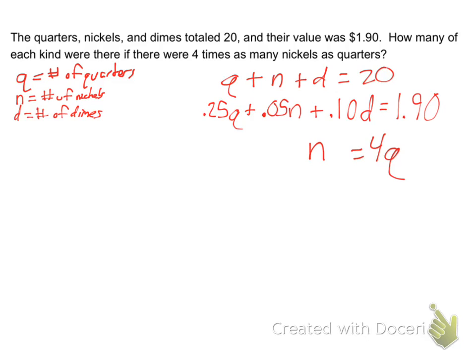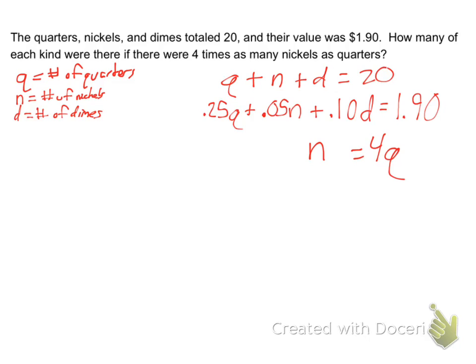Ladies and gentlemen, we could work with these equations. Just like the last problem, I now have a system of 3 equations and 3 unknowns. I could back substitute N, which is 4Q, in for N, and get 2 equations, 2 unknowns, and keep going.